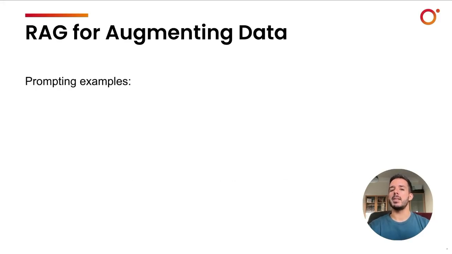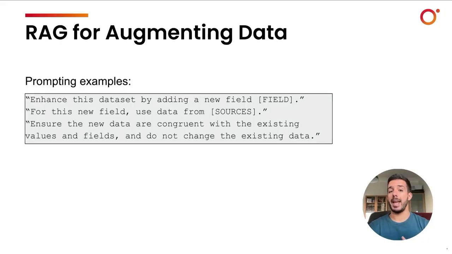What would be some prompting examples in this case? Well, we could say enhance this dataset by adding a new specific field, for example, or even ask the LLM first what additional fields could be useful. Then we could say for this new field, use data from this specific source or sources. Because if you are including multiple sources of information, you may just want to use some of these, for example, for a marketing field or others for a financial field or whatever type of information that you're trying to embed. And then saying something like ensure that the new data are congruent with the existing data and values and don't change anything in the existing data.